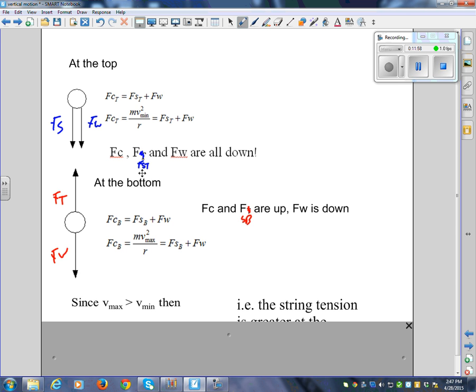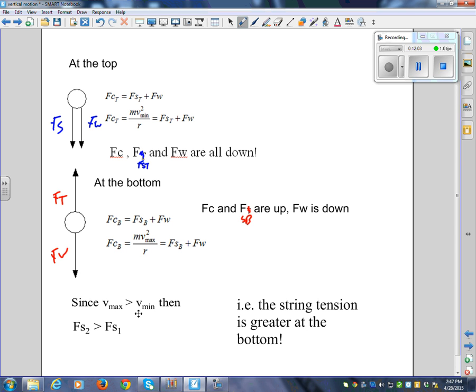Top. Okay. Do you agree that the Vmax is greater than the Vmin? By definition, yes. Therefore, I prove the string tension is greater at the bottom. FSB, I made a change and I didn't follow it through. FSB must be greater than FST. I proved it. Do you need to write down the proof of it? I'll trust you. You know I proved string force is greater at the bottom, right? I'll pause there if you want to write something down.